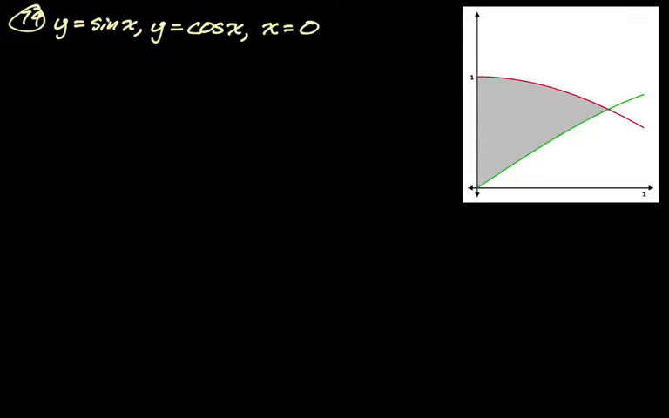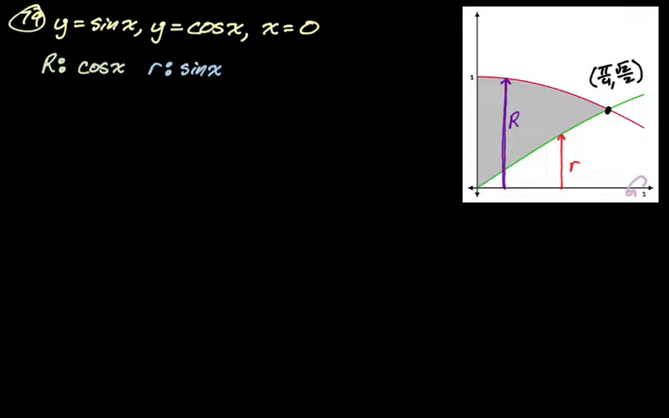These definitely intersect at pi over 4. Memorize the unit circle and you just kind of know that answer, which I think is definitely the best way to do that. So this will be pi over 4, and then each of them is root 2 over 2 at pi over 4. All right, so we are going to have a big radius, which is the cosine graph, and a little radius, which is the sine graph.